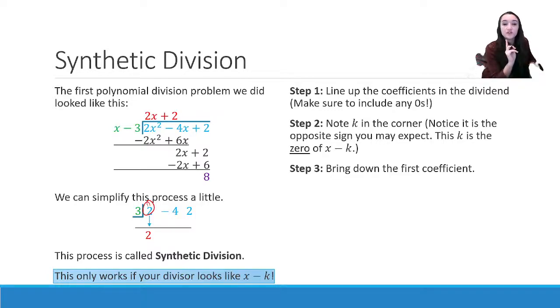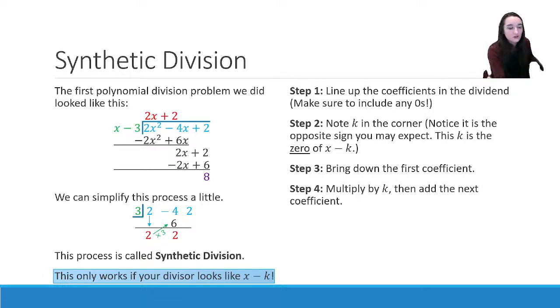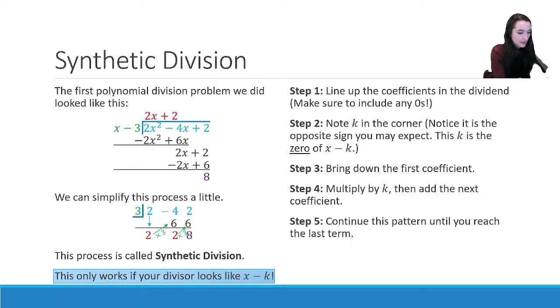Next, we're going to multiply by k. So we're multiplying by that thing that's in the corner, and then add it to the next coefficient. So I multiply 2 times 3 is 6, and I add it to the negative 4 to get positive 2. And then finally, we're just going to repeat. So I repeat that to get 2 times 3 is 6, add it to 2 to get 8. Again, this may seem kind of strange, but that is going to be the pattern we use for any synthetic division.